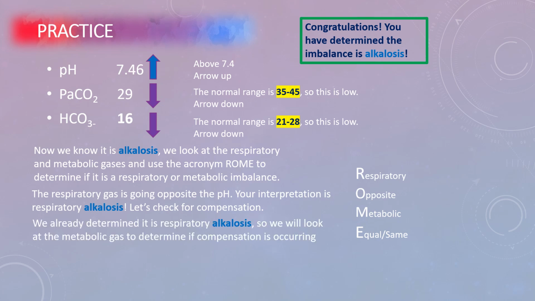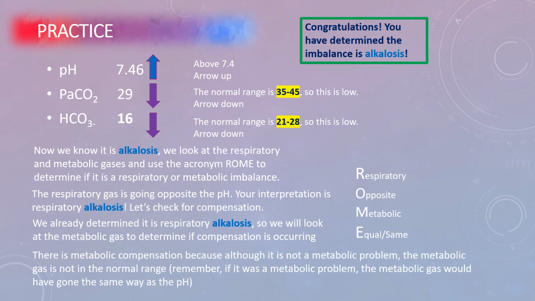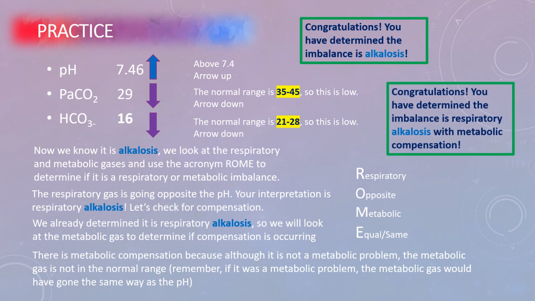Now let's check for compensation. We've already determined it's respiratory alkalosis, so we will look at the metabolic gas to determine if compensation is occurring. There is a metabolic compensation because although it is not a metabolic problem, the metabolic gas is not in the normal range. Remember, if it was a metabolic problem, the metabolic gas would have gone the same way as the pH. So congratulations, we've determined that the imbalance is respiratory alkalosis with metabolic compensation.